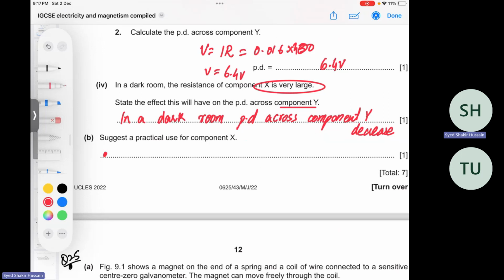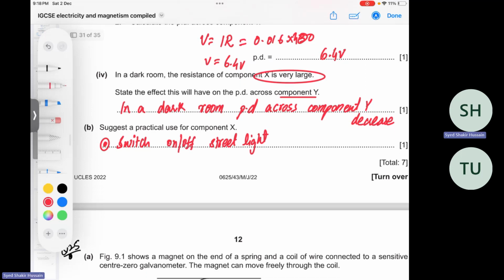In the daylight, the light shining on the LDR would be more, so that would indicate that the street light should be switched off. Similarly, at night, the light shining on the LDR would be less. That would cause the circuit to switch on the street light, right? So it's used to switch on and off, or you can say turn on and off, street lights.